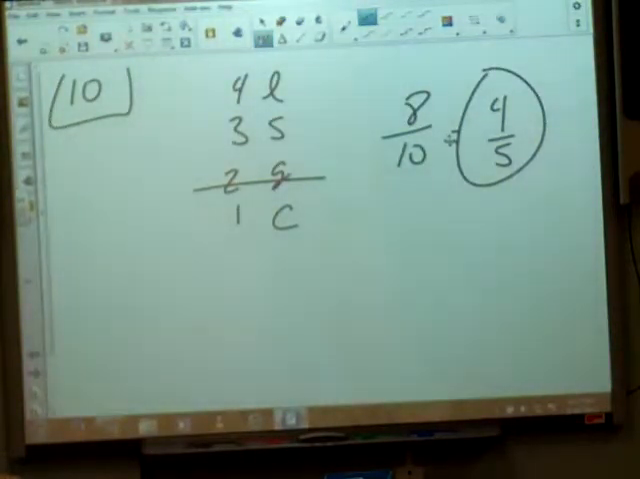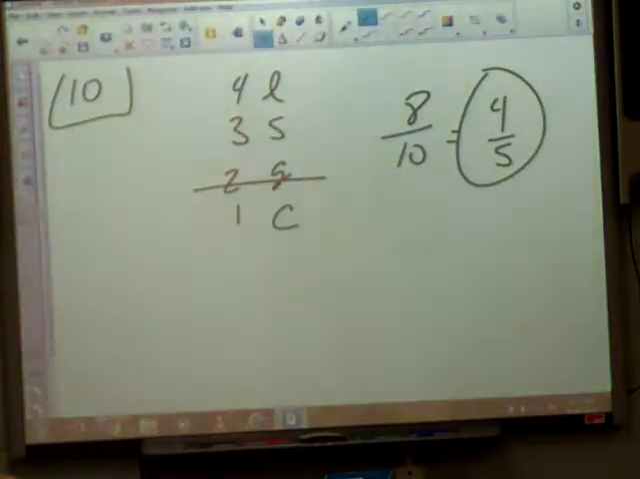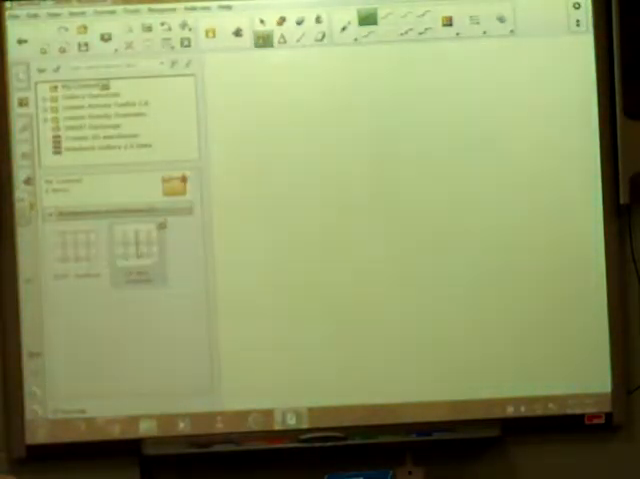Number 8. There's another piece of graph paper here for number 8.